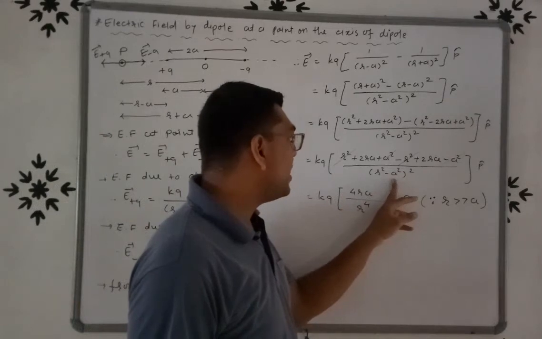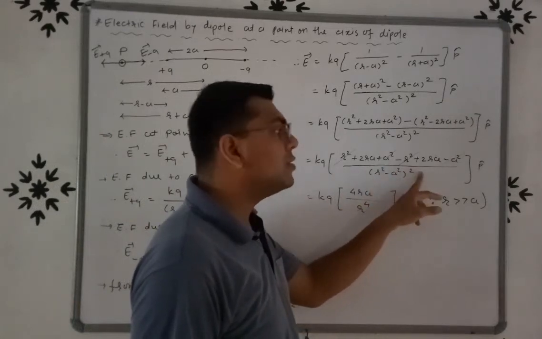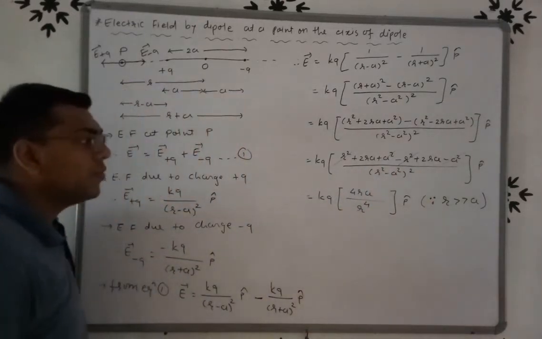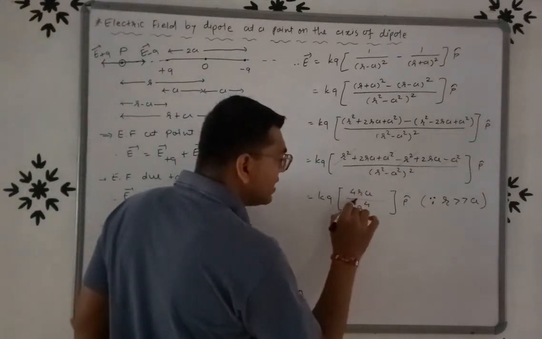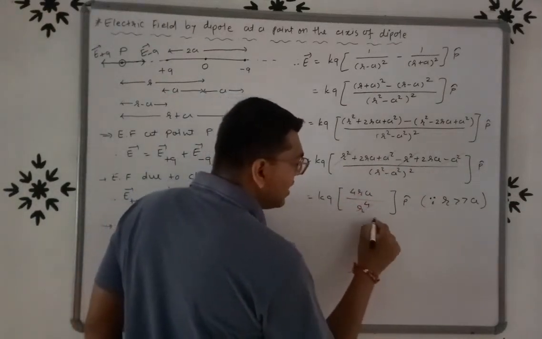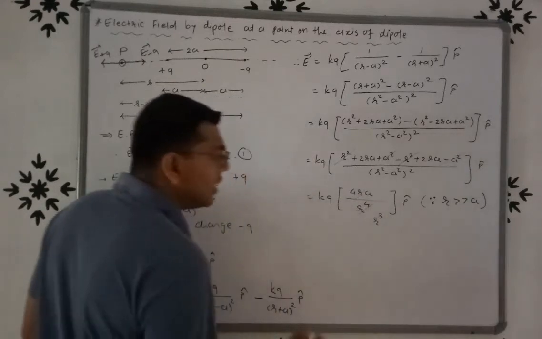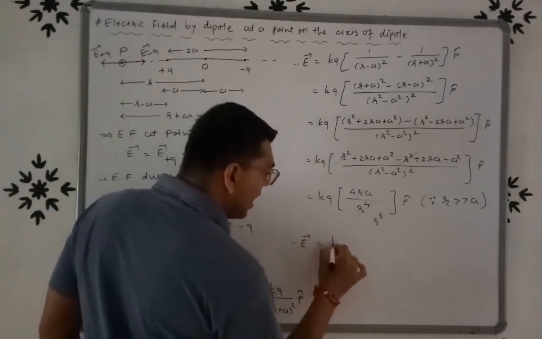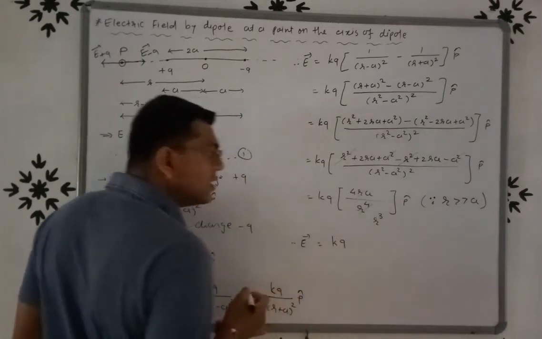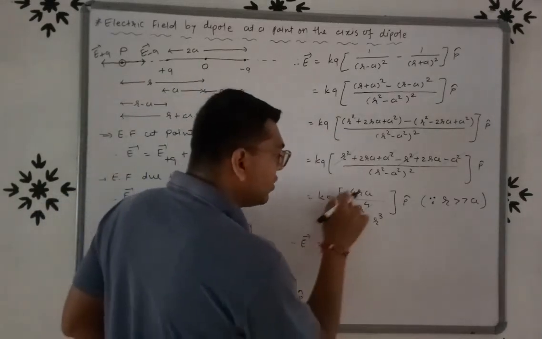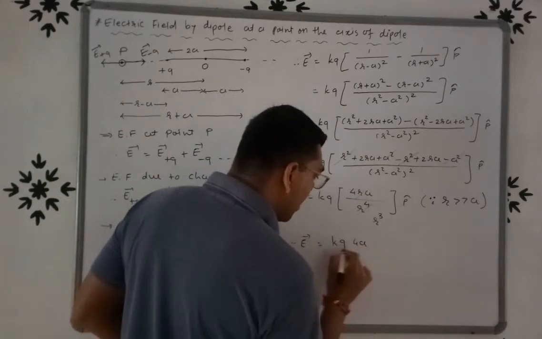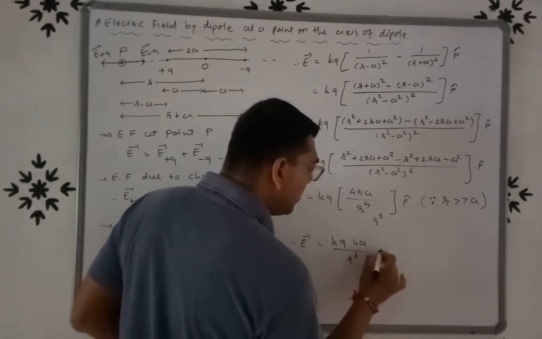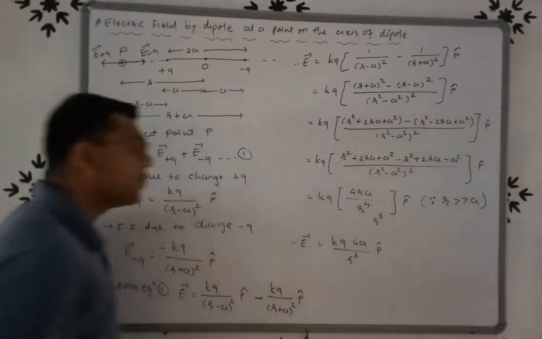So what is the remaining part? So r square whole square, so r raised to 4. So here one r cancels. So what is remaining? r cube, right? Then we will get vector E is equal to k cube, see here, k cube into 4a upon r cube into p cap, right?